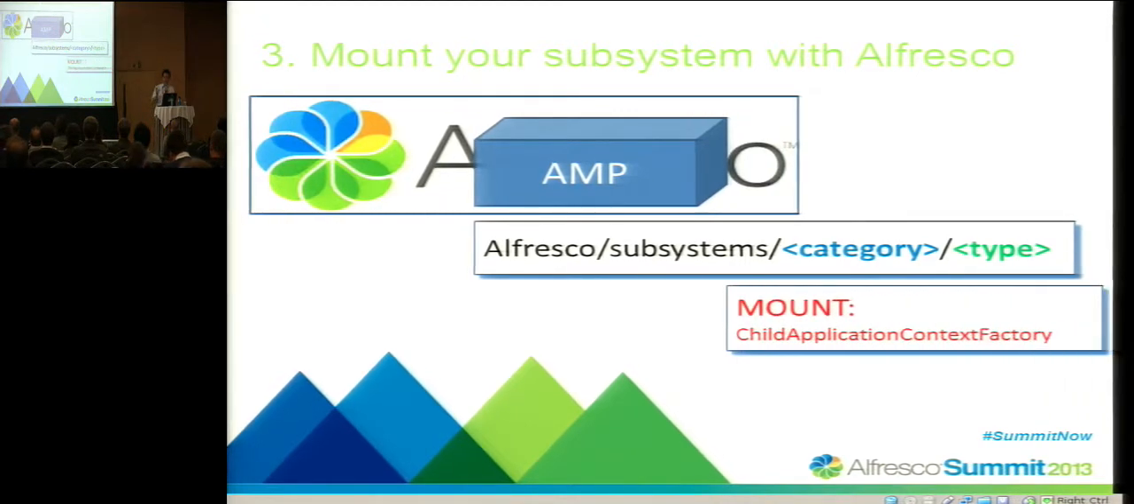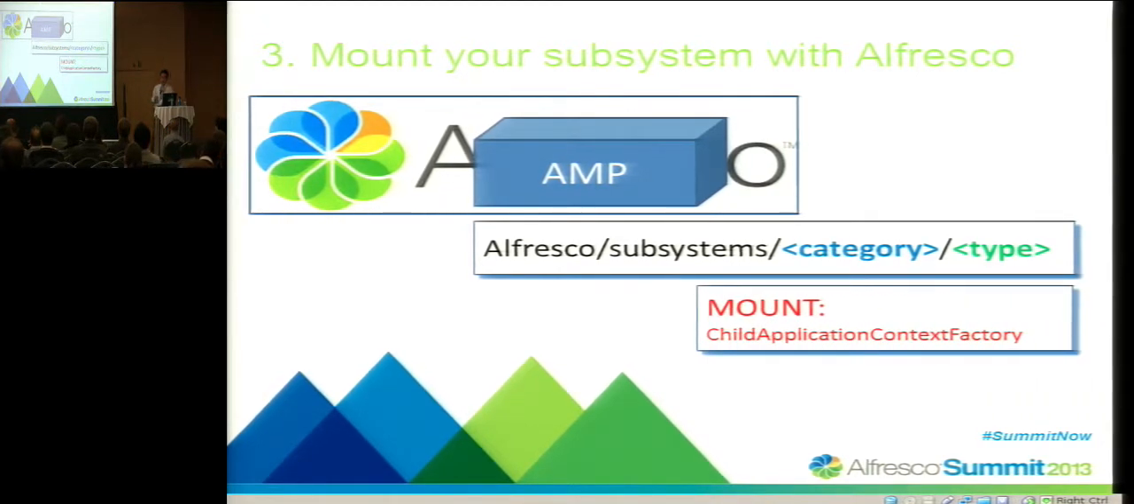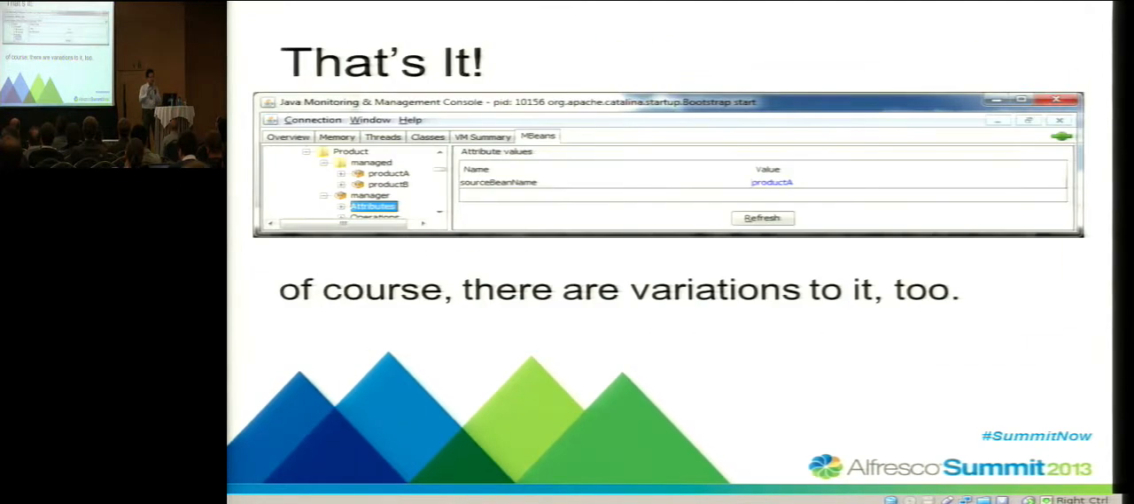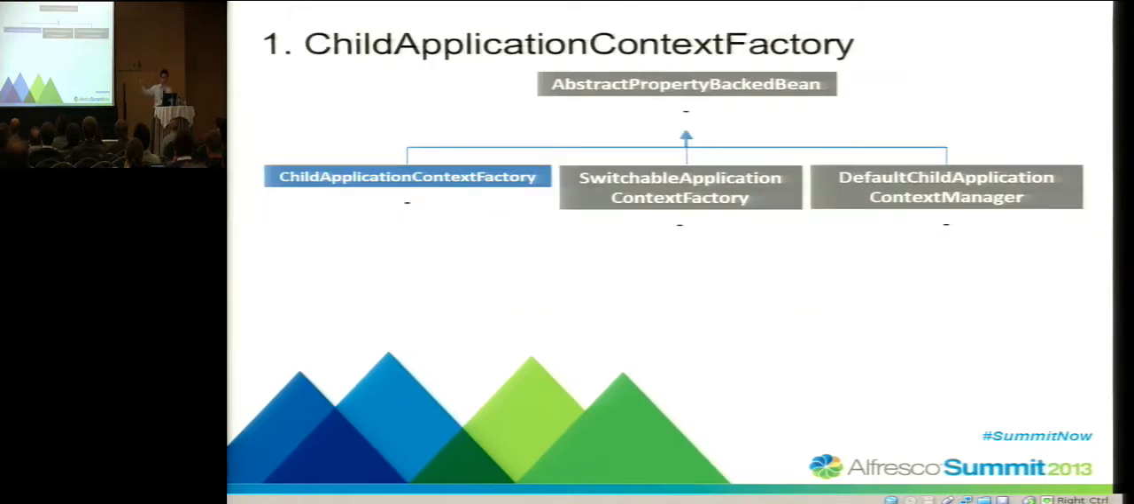Now, the last step is you have to mount your subsystem with Alfresco, so Alfresco knows the existence of your subsystem. And in order to do that, you have to mount using the Spring class ChildApplicationContextFactory. Now, here is an example. I've got a subsystem with a category called product, or you can call it my product, a type name product A, and I'm telling Alfresco to automatically start my subsystem at bootstrap. And that's it. And automatically, my subsystem appears in the JMX console. What you're looking at here is not Alfresco's subsystem, but my subsystem product A and product B. And of course, you can do configuration and start and stop.